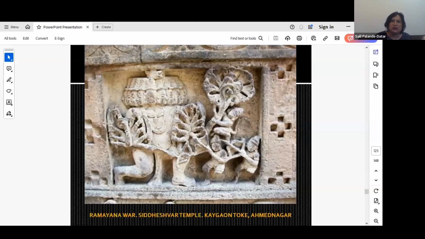Similarly, you can see the compositions again using very novel ideas to depict, like the 10 hands of Ravana here. This is a temple in Kaigao Toke, in Nagar, where it is trying to show the hands: one single arm is shown, and from that the 10 arms are shown coming out of it. A very different kind of composition is shown in this.